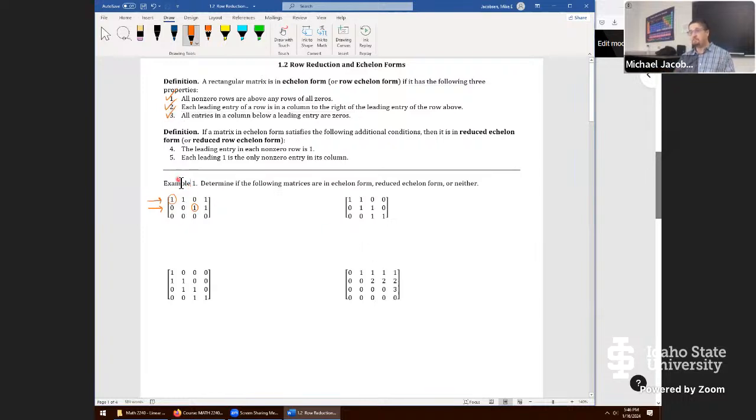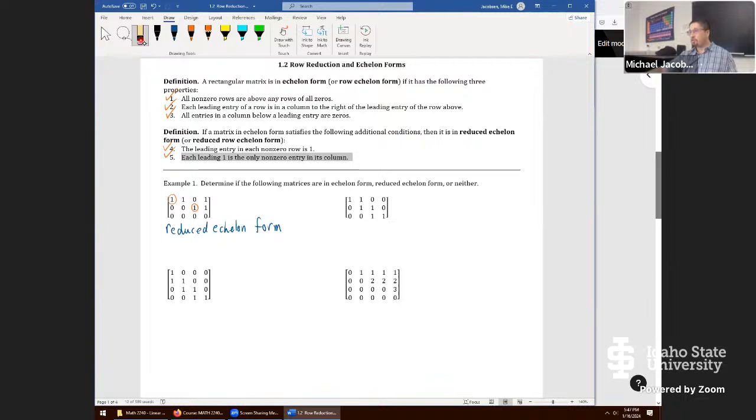But it could be even more, say, reduced echelon form or reduced row echelon form. The extra conditions are the leading entry in each non-zero row is a 1. We definitely have that. Those are the leading entries circled, and those are 1s. And it says next, each leading 1 is the only non-zero entry in its column. So in this column, that's the only non-zero entry. Go over here, that's also the only non-zero entry. So this first example meets conditions 1 through 5, and we can say it's in reduced echelon form.